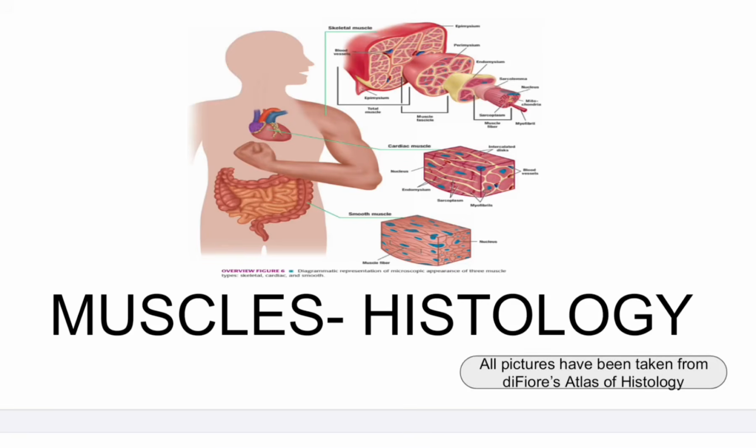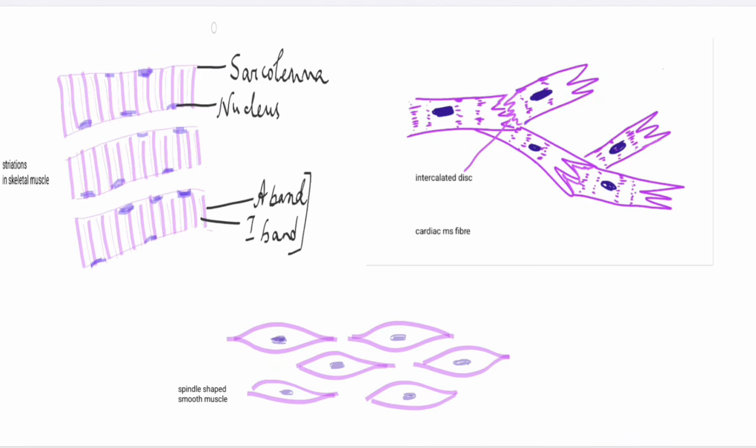Hi, in today's episode, we shall discuss the histology of different types of muscles. At first, to identify muscle, we have to look for long fiber-like structures lying parallel to each other. Here you can see long fiber-like structures present and they are almost parallel to each other.